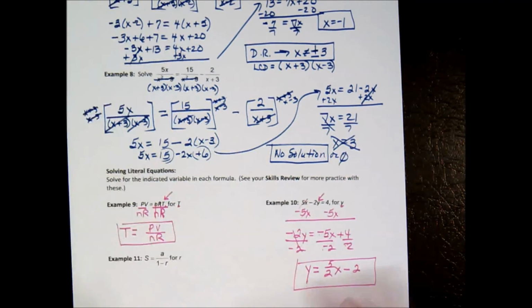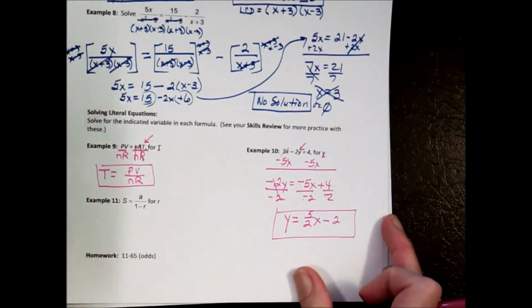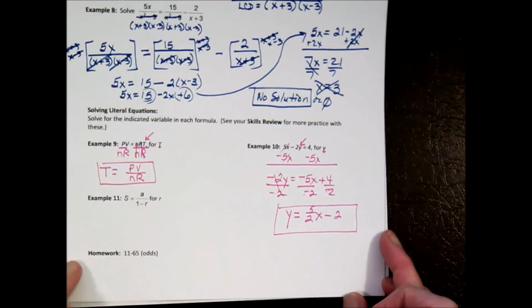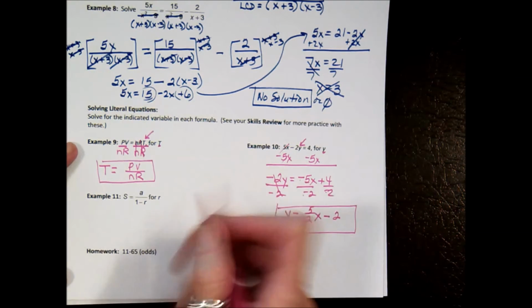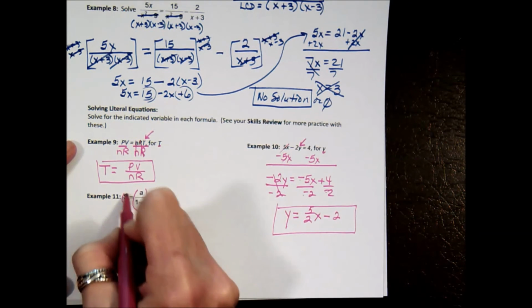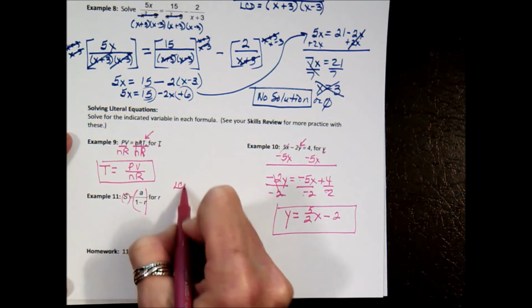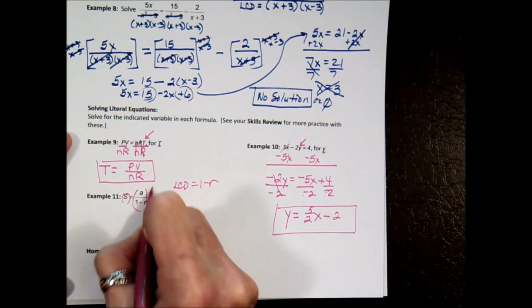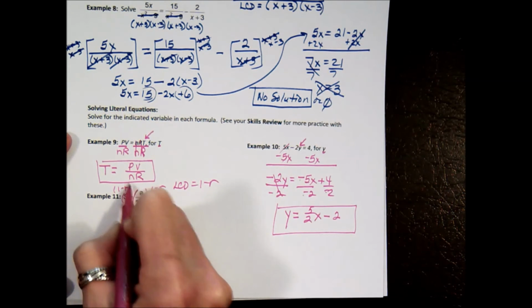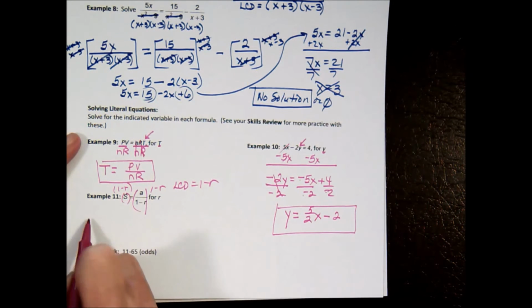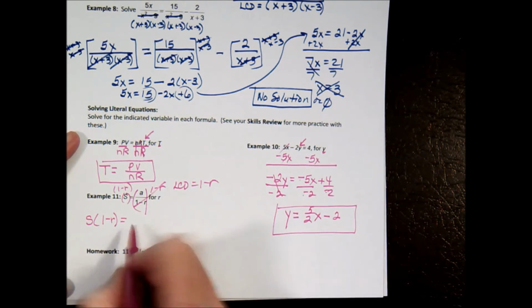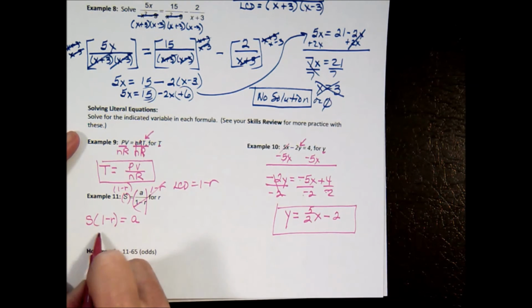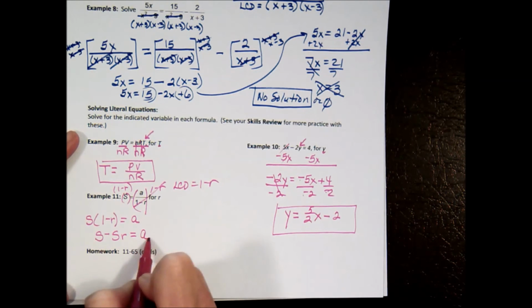Last one is a little more difficult because I have a denominator, and just like with all equations with denominators, you have to get rid of it. There's the r, but I first have to get rid of the denominator. So I'm going to multiply both sides by the LCD. Well, the LCD is 1 minus r. So 1 minus r on both sides. So on this side, I have s times 1 minus r. Those cross cancel, equals a. Or s times 1 minus sr equals a.